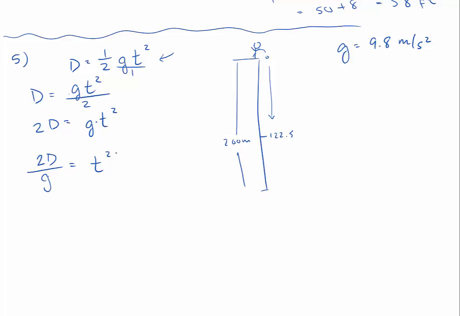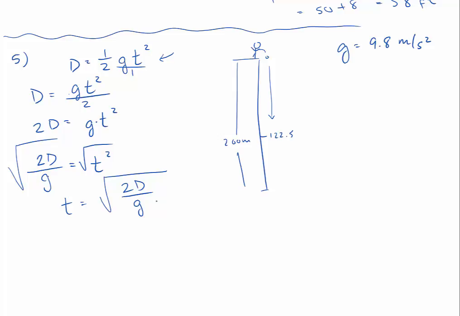So now I have t squared. How do I get rid of the square? Again, based on those videos, I'm going to take the square root of each side. And I'm going to write my t over here because I like my t on the left, so t equals the square root of 2d divided by g. Okay, that's great.